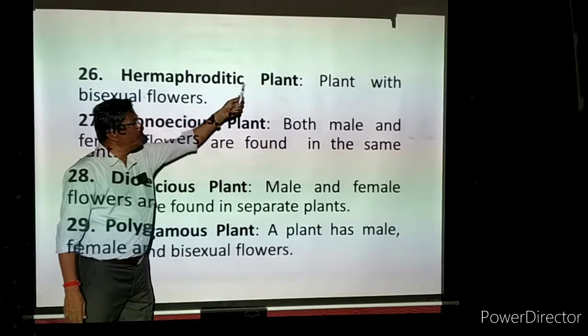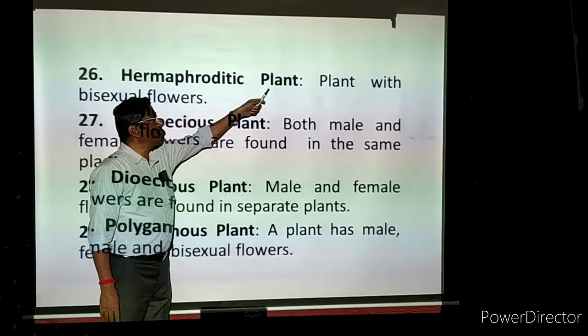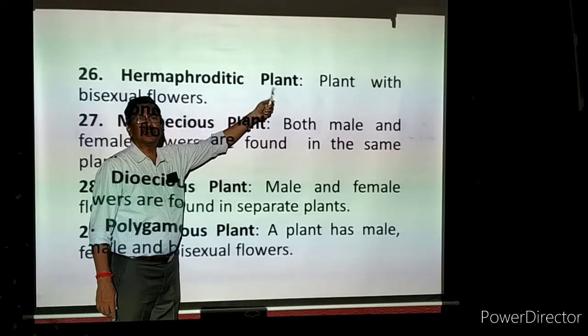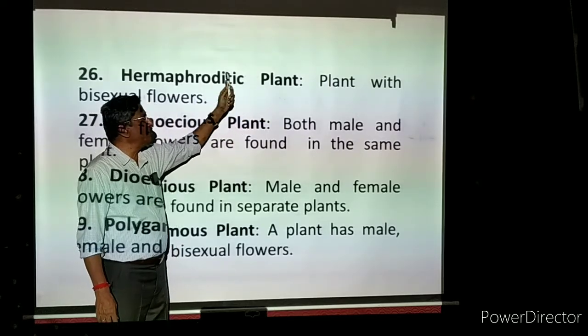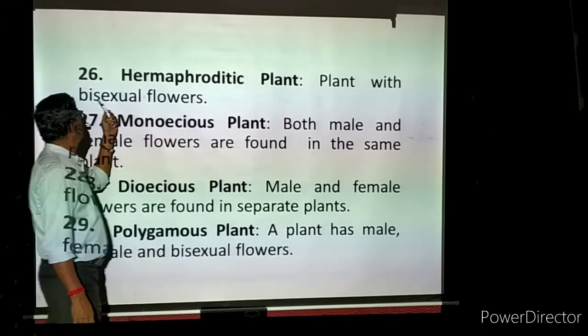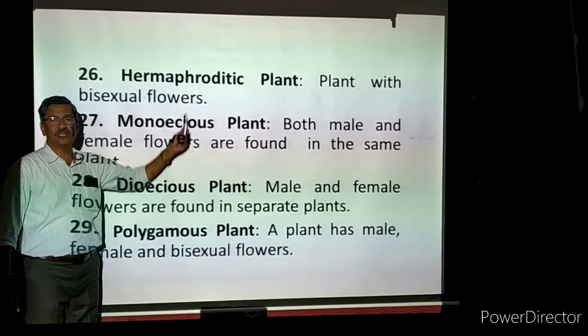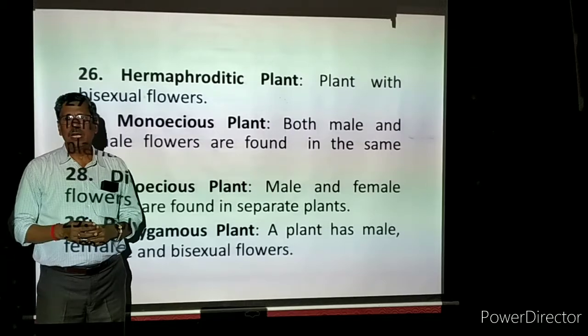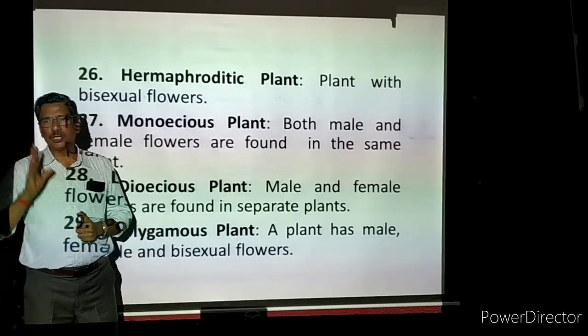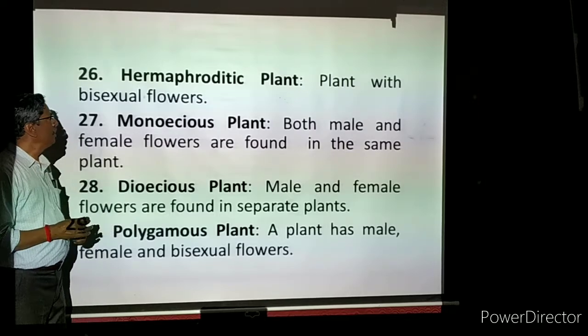In plants also we can find like this. Now, this is not a flower, the whole plant we are taking. Hermaphroditic plant. What is the meaning of a hermaphroditic plant? Which plant is a hermaphrodite? We have to say, a plant with bisexual flowers. Imagine one plant producing 10-15 flowers. Now, each flower is bisexual. Each flower is a bisexual flower.